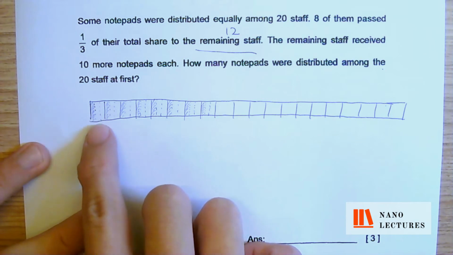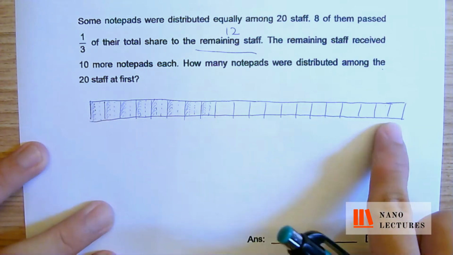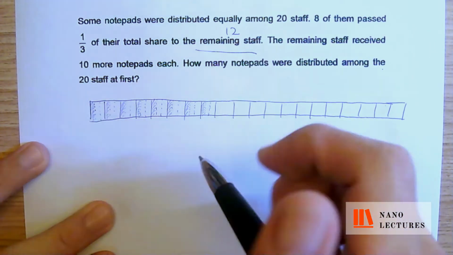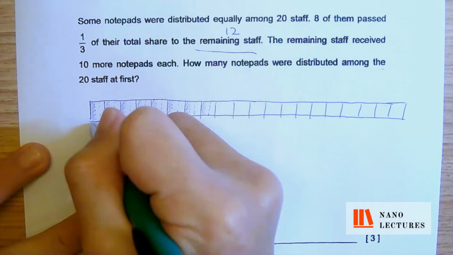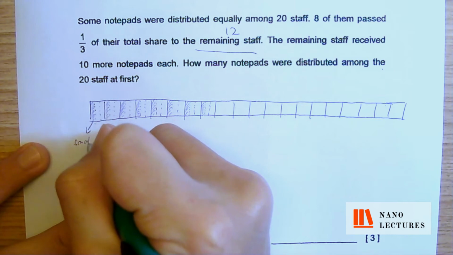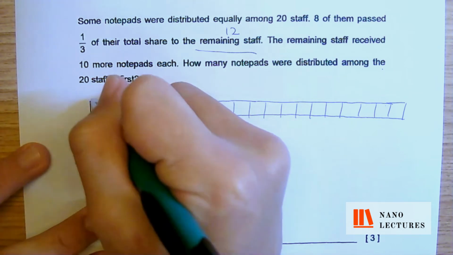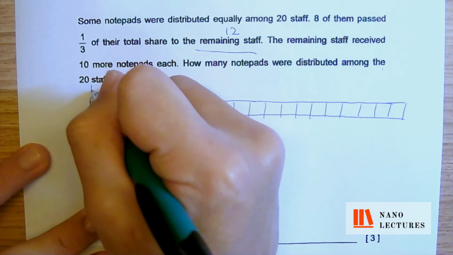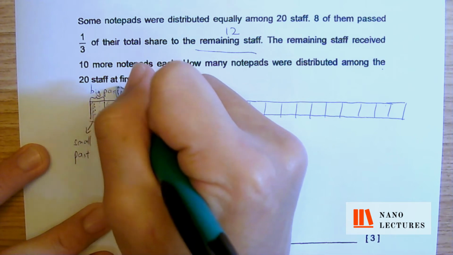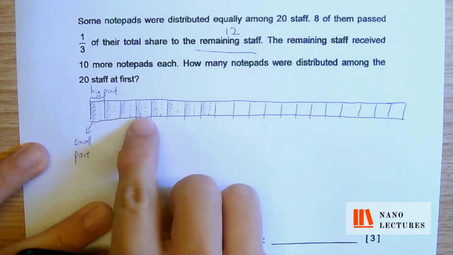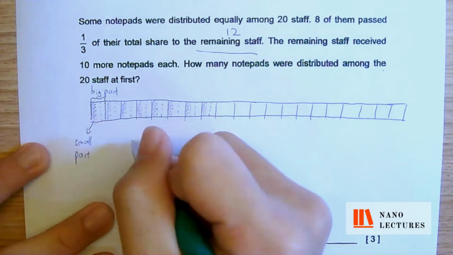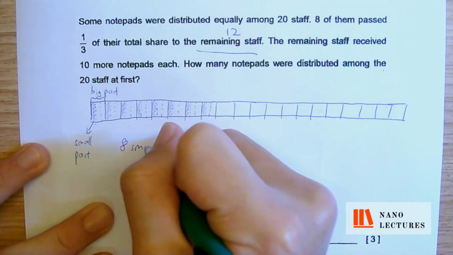Okay, so let me tell you something. Do you realize that all this add together, 8 sets of small part? So I'm going to call this small part. This I'm going to call one big part. Okay, how many small parts did I shade? 1, 2, 3, 4, 5, 6, 7, 8. 8 small parts, right?